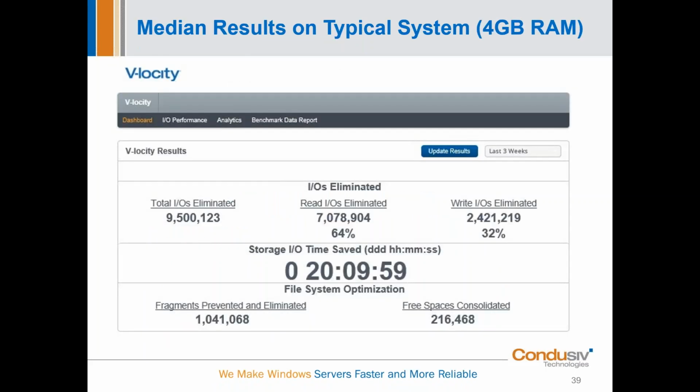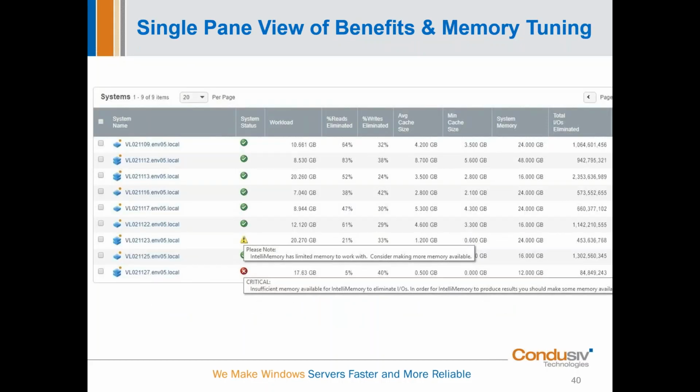This is what our UI looks like. This is one of the screens. There's a lot of other reports in there that go into a lot of detail. This is another report. You can see server by server level information.